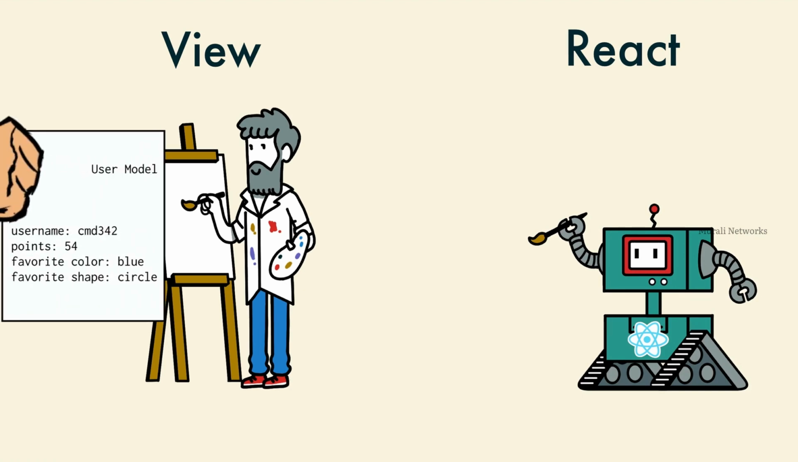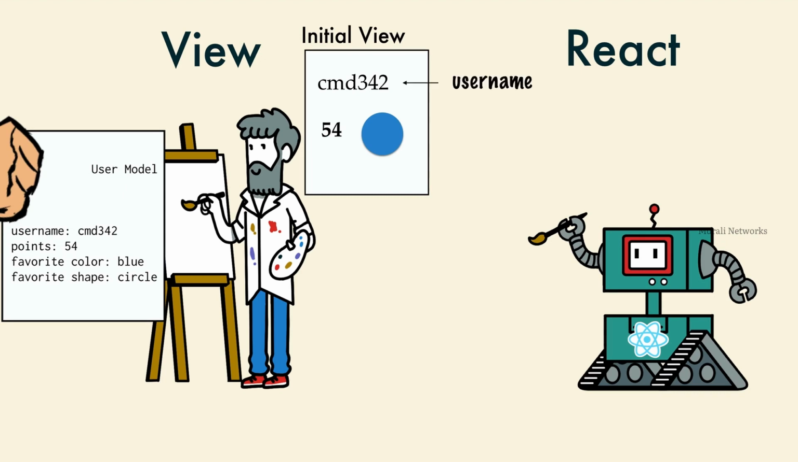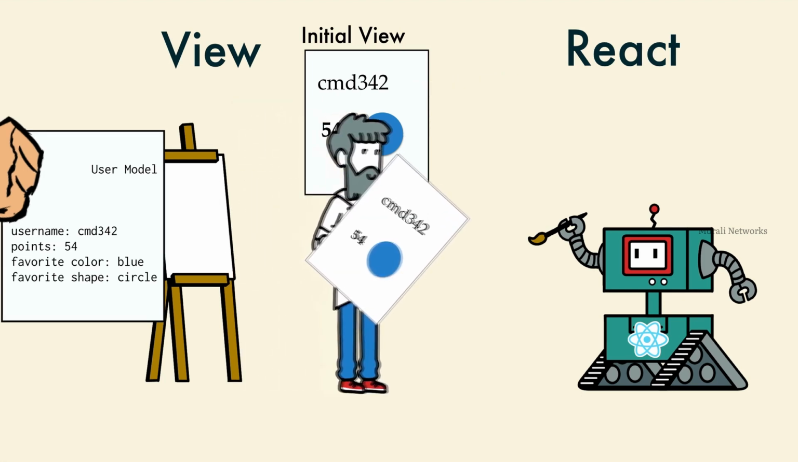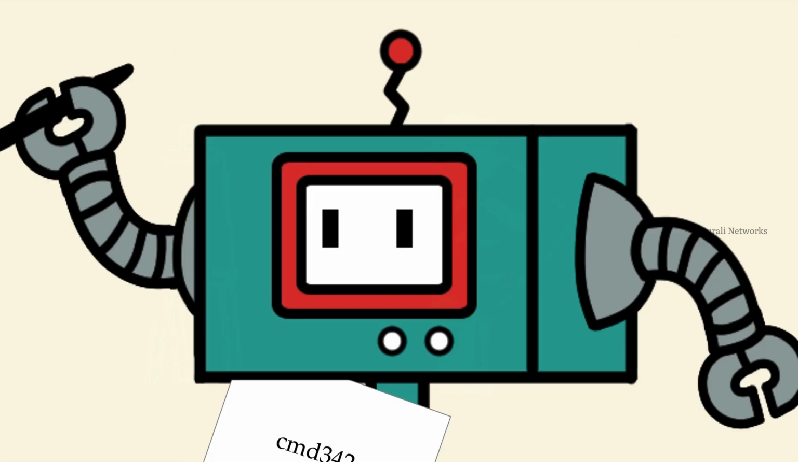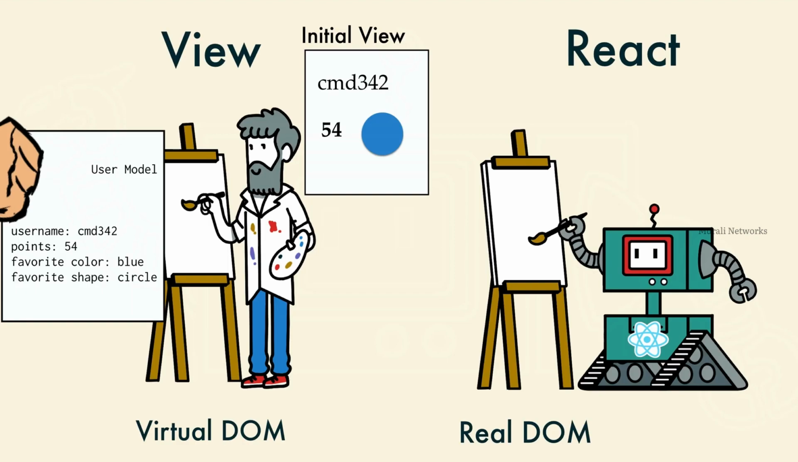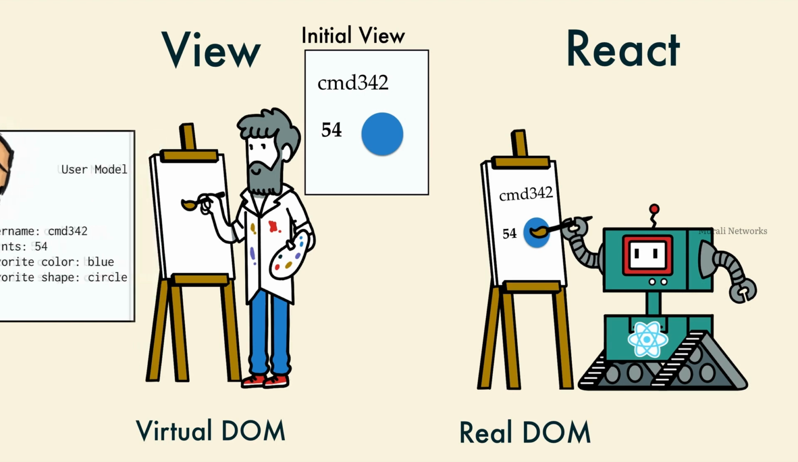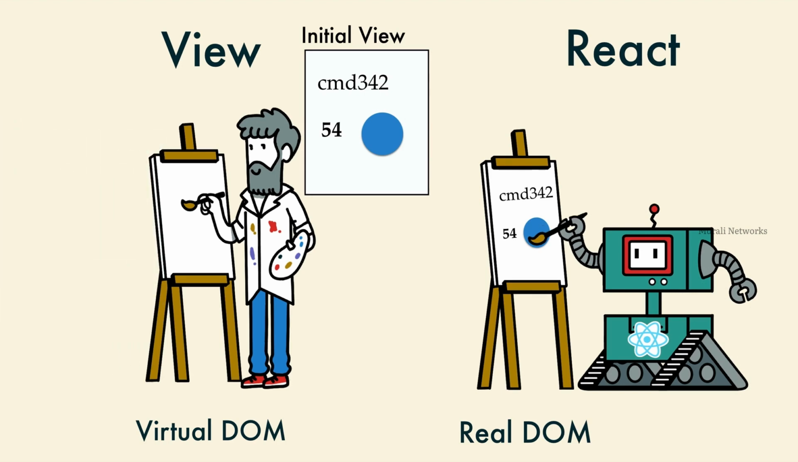The model would hand the Vue a complete piece of data. The Vue knew how to render this: username, points, and colored shape. He would draw a quick but accurate sketch. Then he would bring it to React, who would scan it. React had very accurate and fast memory banks. It could remember exactly what was already painted in the real DOM. New painting. At first the DOM was empty, so it knew to paint the whole thing. It could paint very fast because it was a robot.